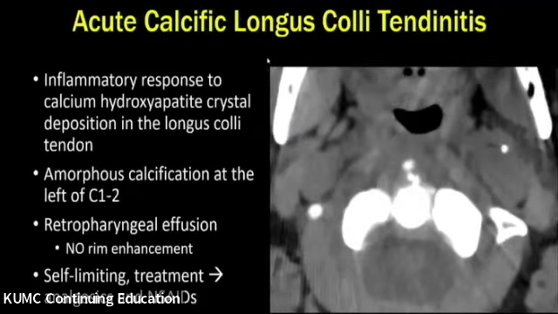So this is an example of acute calcific longus colli tendinitis. It's an inflammatory response to calcium hydroxyapatite crystal deposition in the longus colli tendon. Again, we're going to see that amorphous calcification within the prevertebral tissues at C1, C2. Sometimes we'll have retropharyngeal effusion. It's important to differentiate that from abscess. There will not be rim enhancement. This is a self-limiting condition. It's treated with pain meds and NSAIDs.